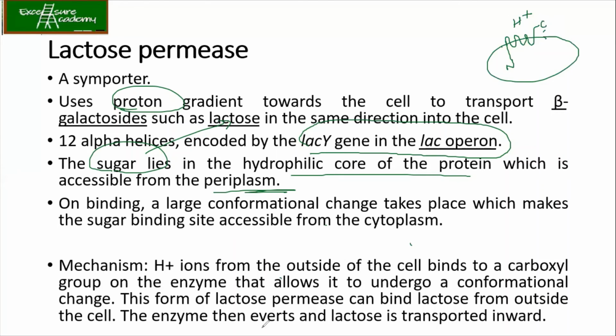So this form of lactose permease can bind to the lactose from the outside. Now, when there is a conformational change, the lactose comes and binds to the lactose permease. The enzyme then everts and lactose is transported inward. Okay, I'll show you the structure.